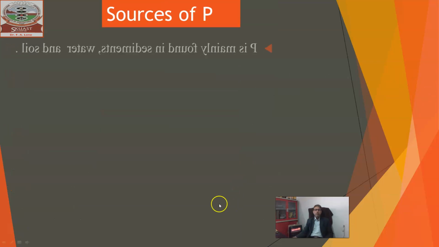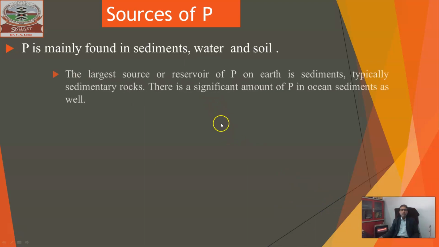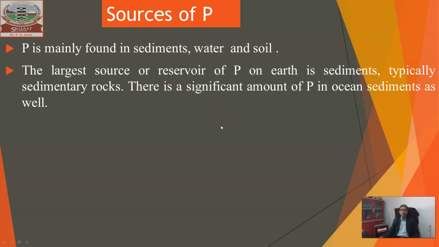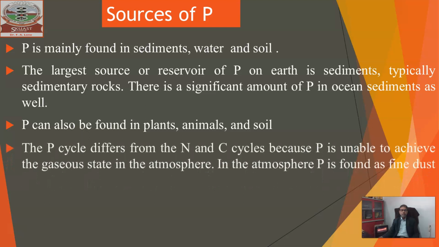Sources of phosphorus. Phosphorus is mainly found in sediments, water and soil. The largest source or reservoir of phosphorus on Earth is sediment, typically sedimentary rocks. There is a significant amount of phosphorus in ocean sediment as well. Phosphorus can also be found in plants, animals, and soil.